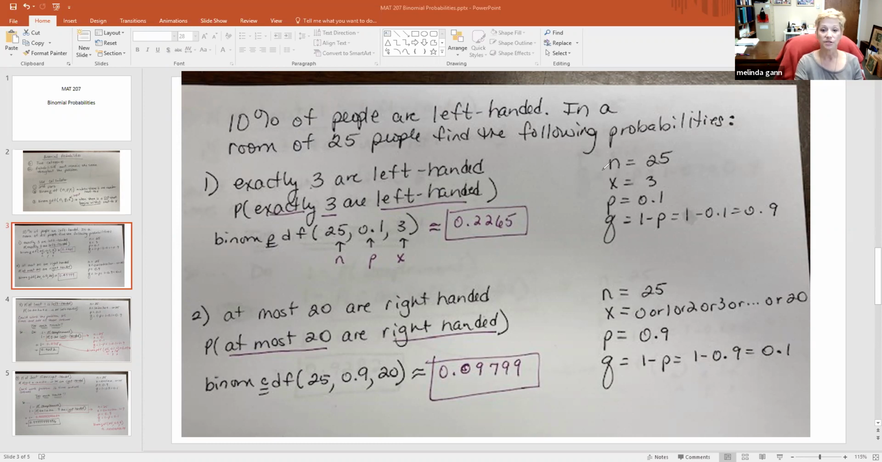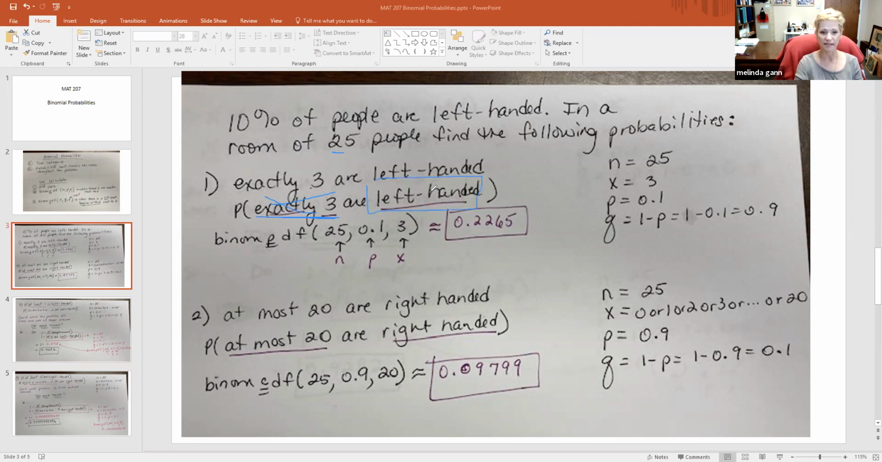All right? So N is always your total. So see, there were 25 people in the room, so N is 25. Remember, X is the number in the parenthesis with the modifiers. Exactly 3. Well, how many is exactly 3? Just 3. All right, P is the probability of the category. Now, I don't care about this number. I don't care anything about that number. I'm just looking at this category.